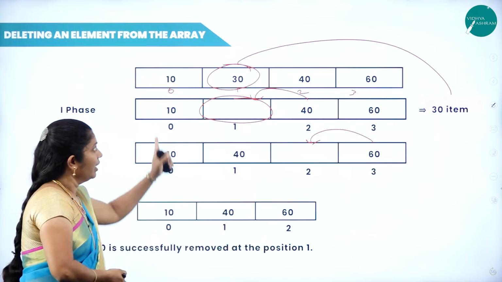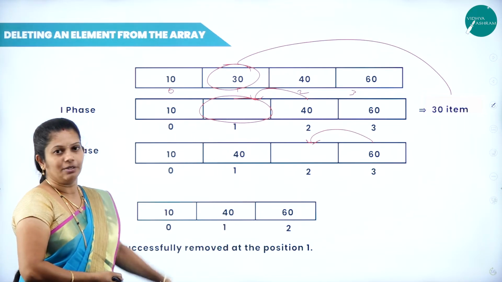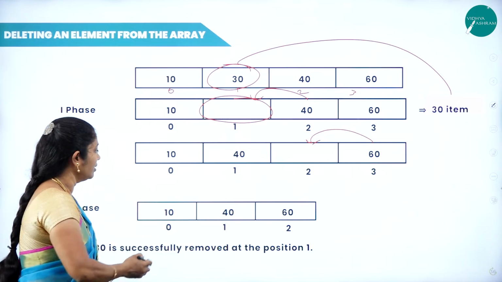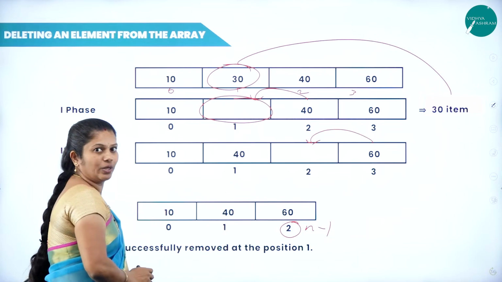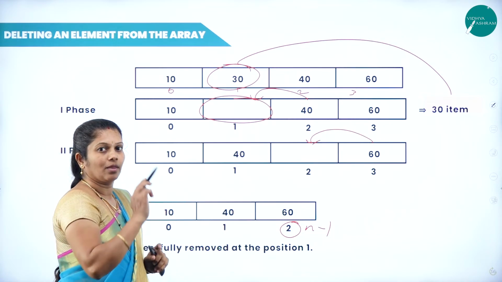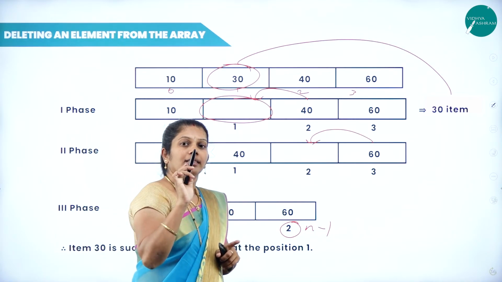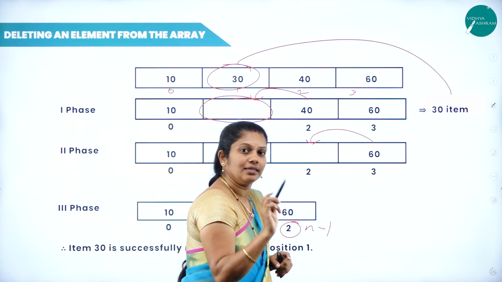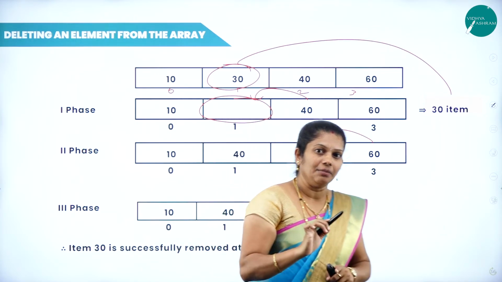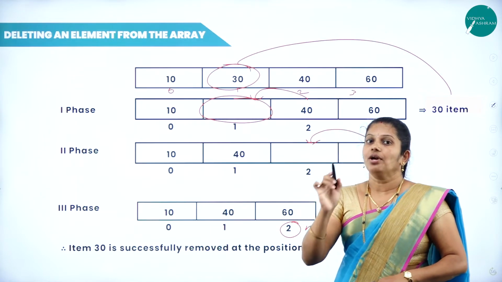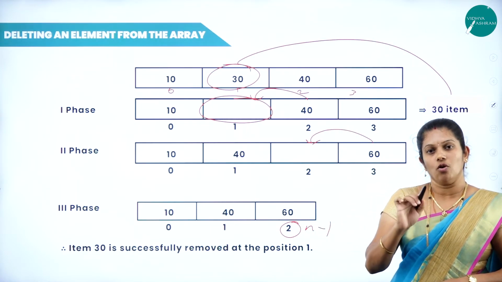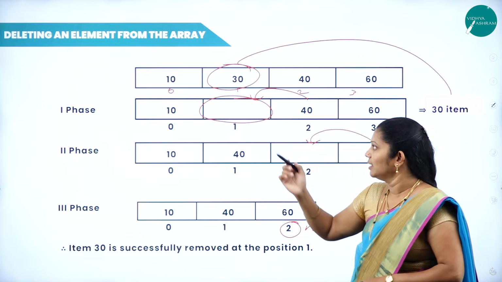If you observe here, in the previous case, the last element position is 3, but now the last element position, that is n-1, is 2 here. It means that the array size decreases. When you delete an element, obviously the array size decreases. If you are inserting an element, then obviously the array size increases.